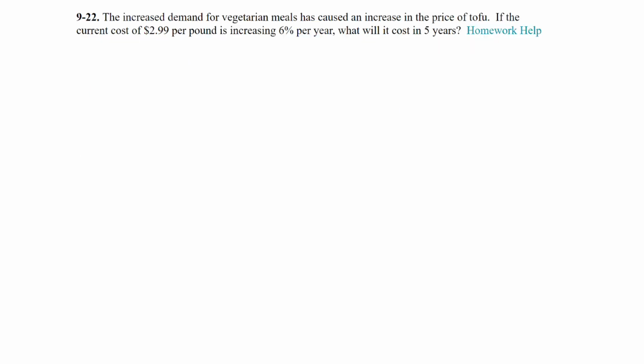Question 22. The increased demand for vegetarian meals has caused an increase in the price of tofu. If the current cost of $2.99 per pound is increasing 6% per year, what will it cost in 5 years? So let's go ahead and write an equation for the information that is given. It does tell us that there is an increase in the price of tofu, and the current cost is $2.99 per pound. It's also increasing 6% per year.